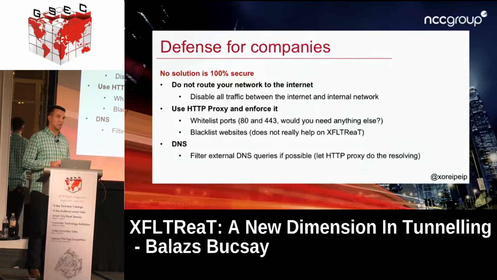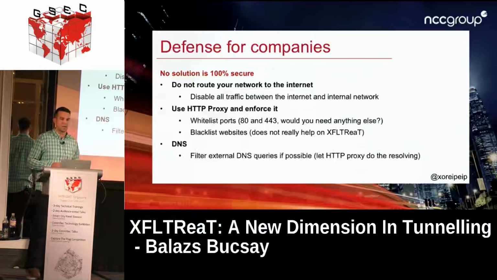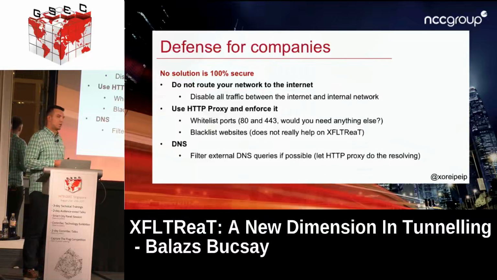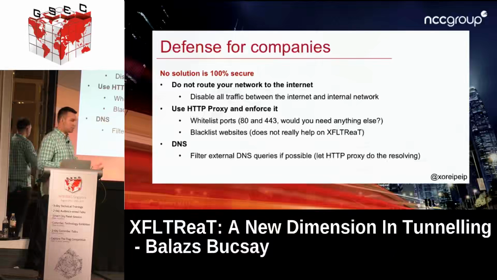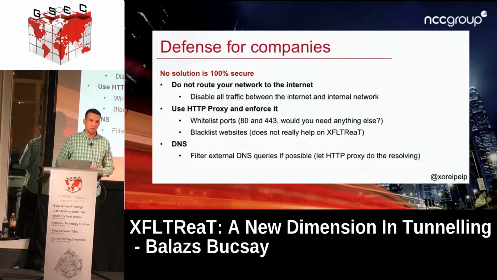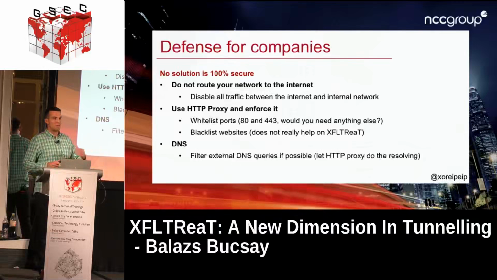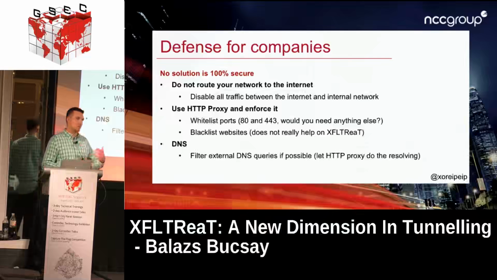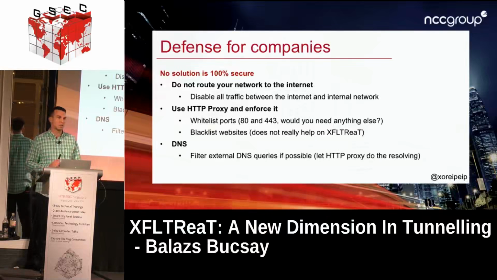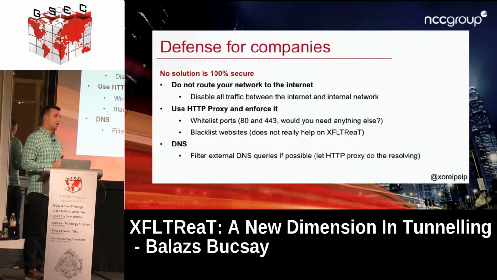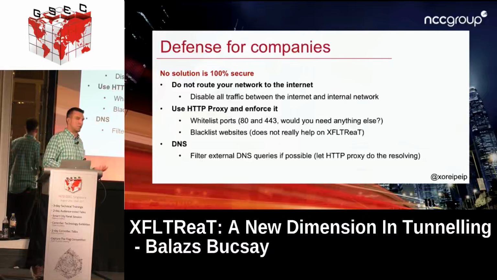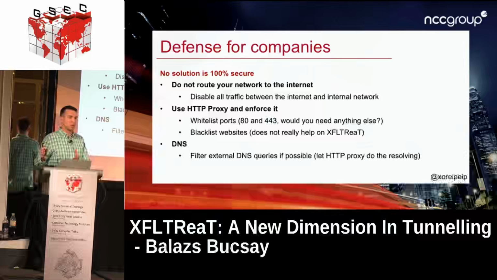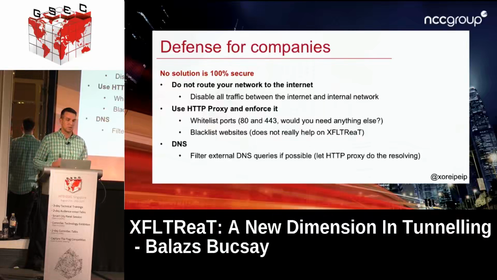You can do blacklisting as well, but that doesn't help on exfiltration or XFLTReaT. When you have your proxies, they should resolve all the DNS queries, not you. So you should have just internal DNS servers which are replying to internal domain names, no external. The client doesn't need to resolve external host names and they shouldn't. The HTTP proxies have support for that. So if you send a request with a host name, they can resolve it and give you back the result. So you don't need to care about that.